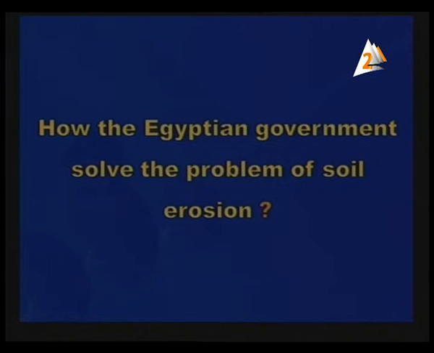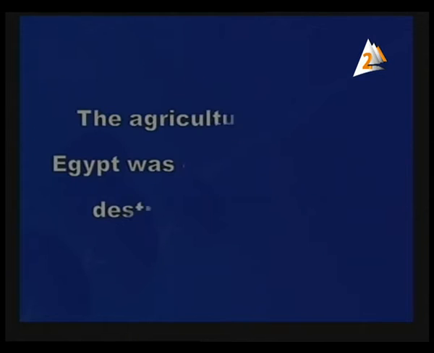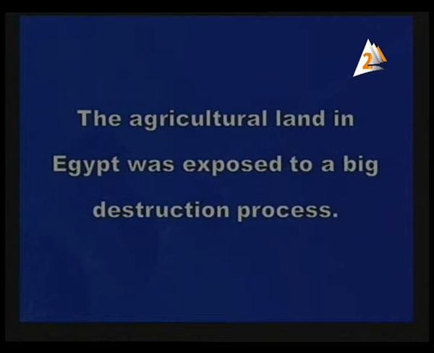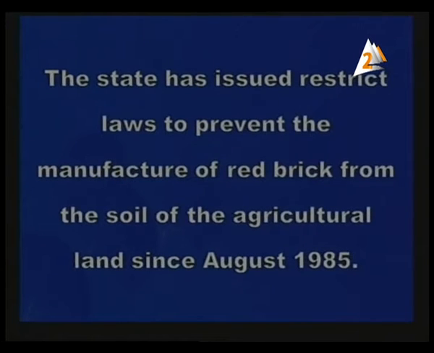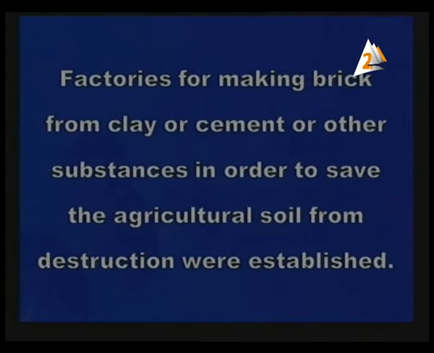Now let's go to this question: how does the Egyptian government solve the problem of soil erosion? The agricultural land in Egypt was exposed to a big destruction process. The state has issued restrictive laws to prevent the manufacture of red bricks from the soil of the agricultural land since August 1985. Factories for making bricks from clay or cement or other substances were established in order to save the agricultural soil from destruction.